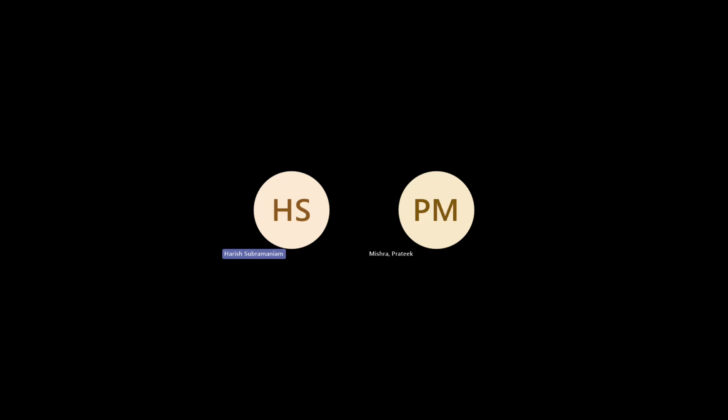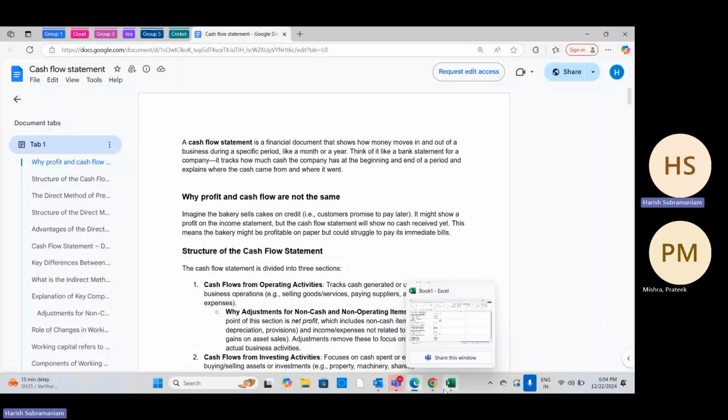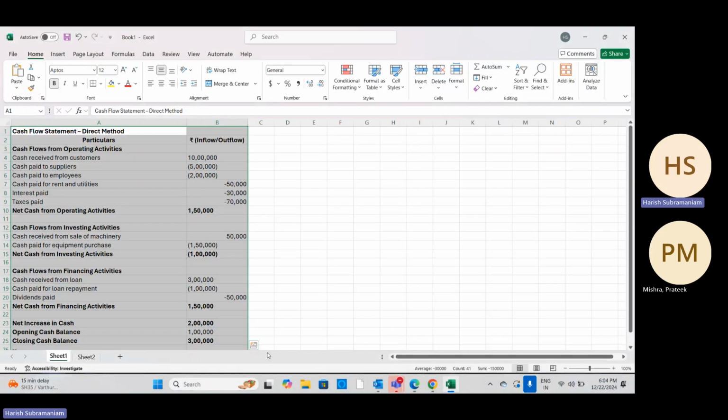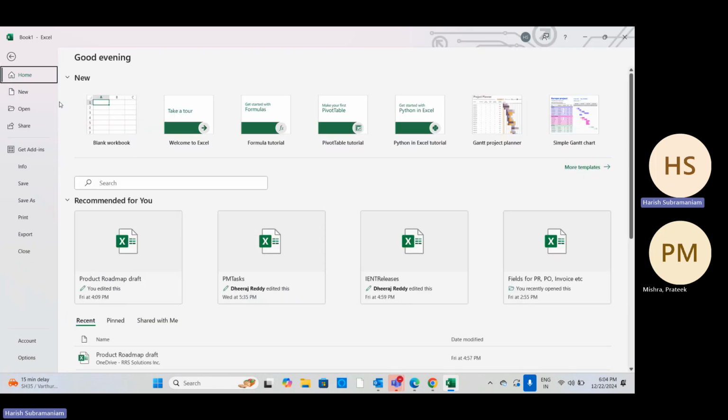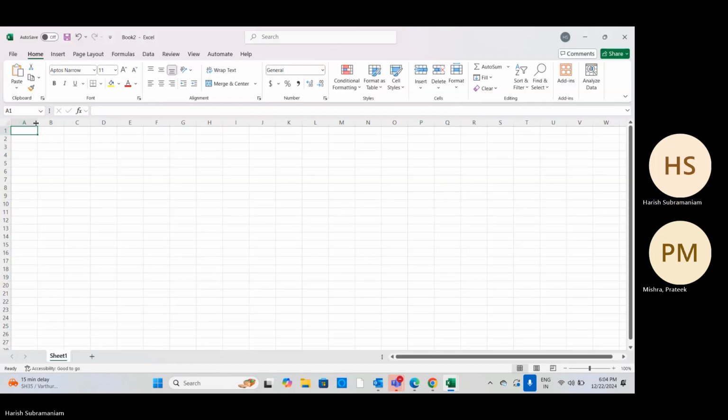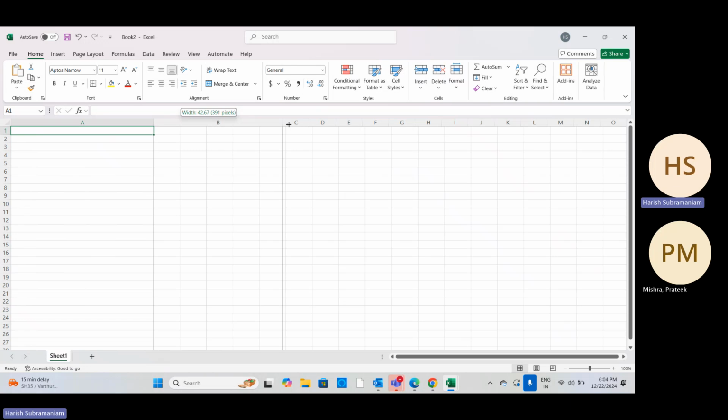The cash flow statement. Until now, we've read about the profit and loss statement. Today, first we need to understand why a cash flow statement is required, what the benefits of a cash flow statement are, and then we'll look at how a simple cash flow statement is constructed.